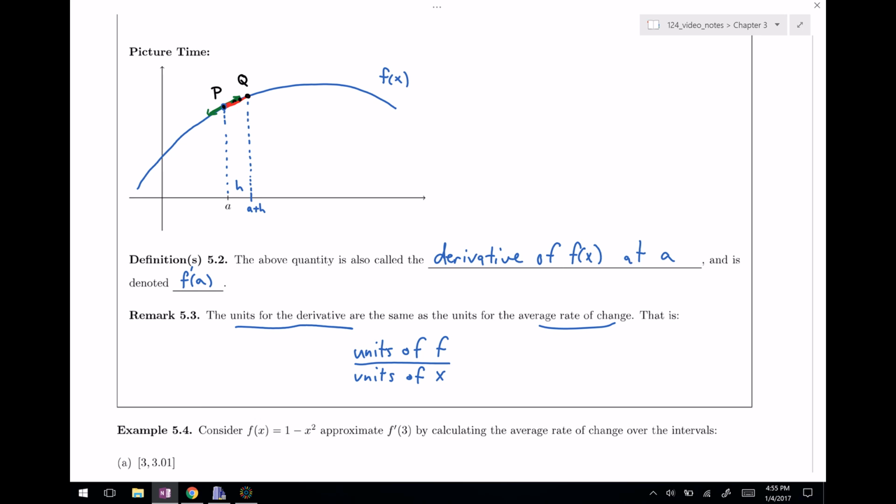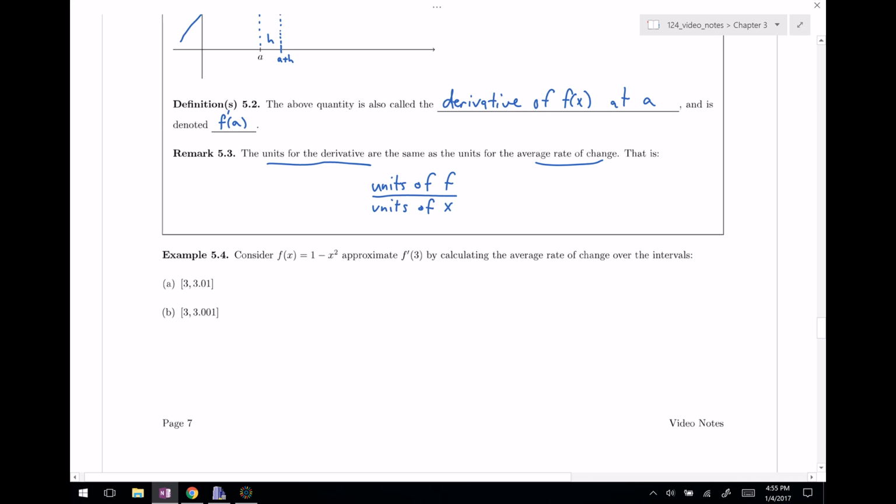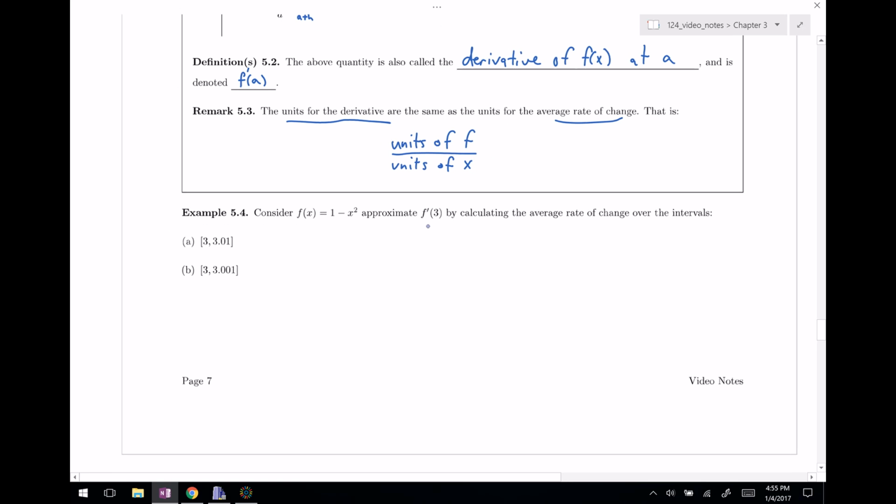So, before we get to that, though, let's try an example. In this section, because we're taking a numerical and graphical viewpoint of this and not so much an algebraic viewpoint, we're going to be doing some approximations.